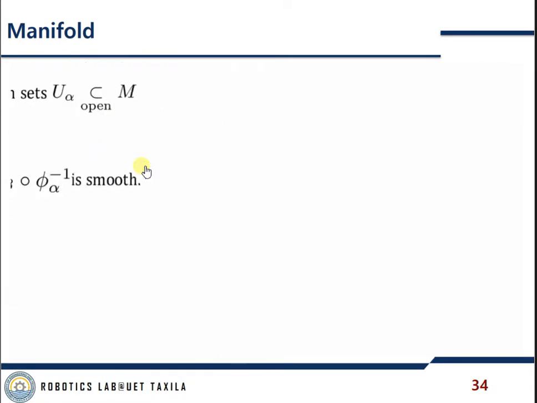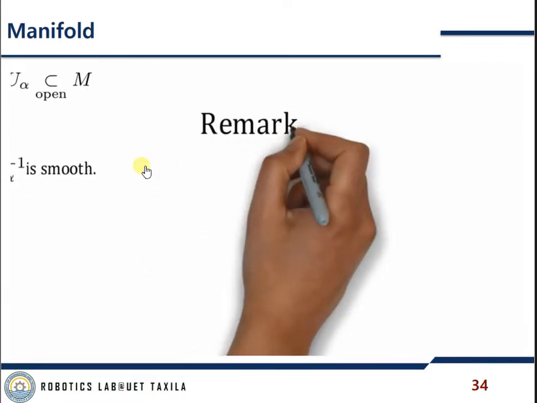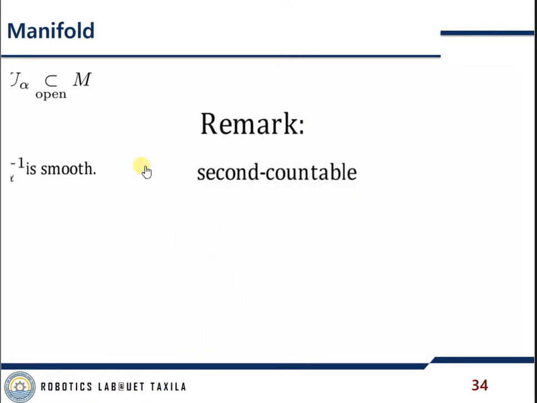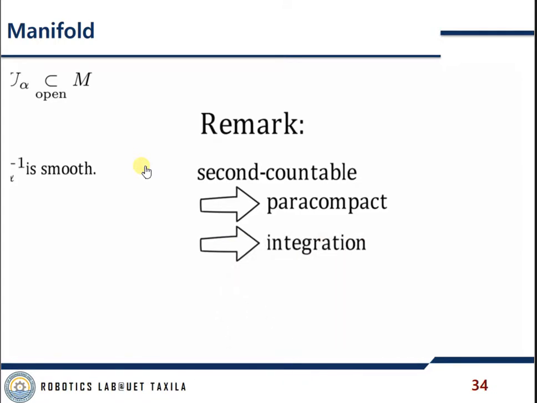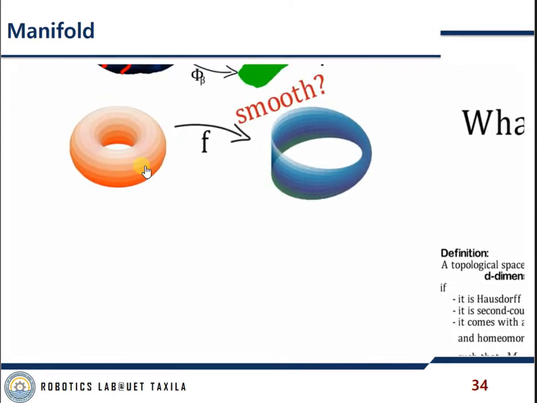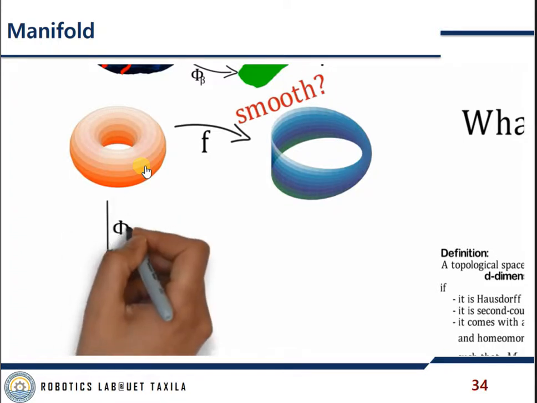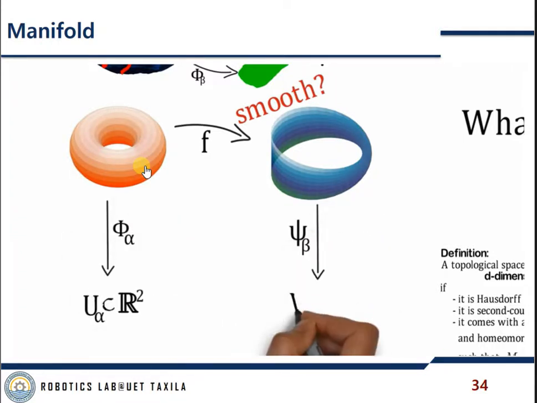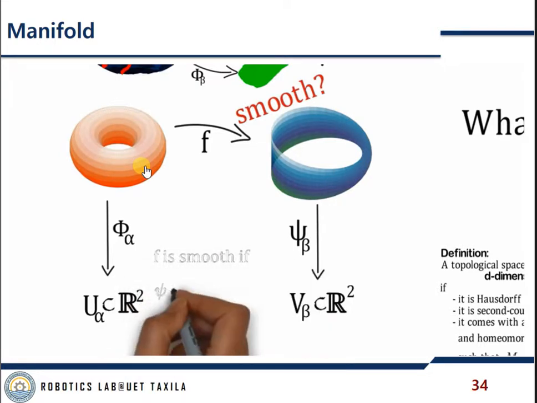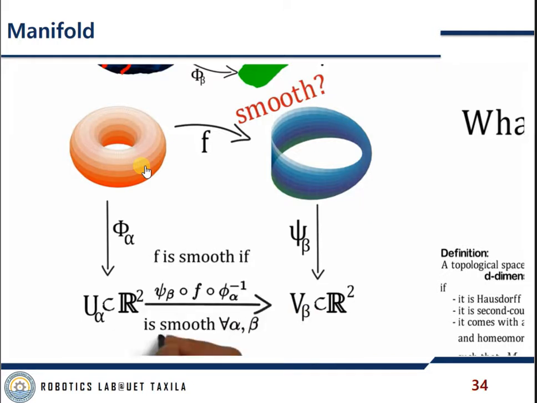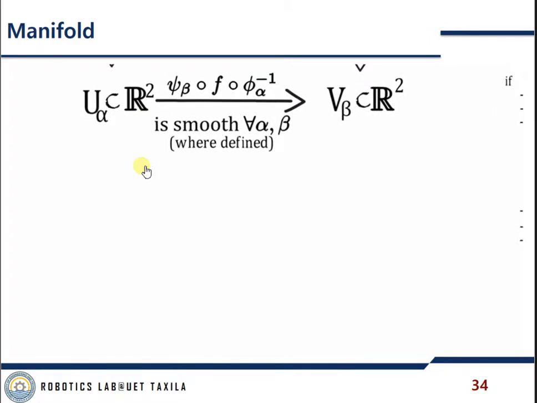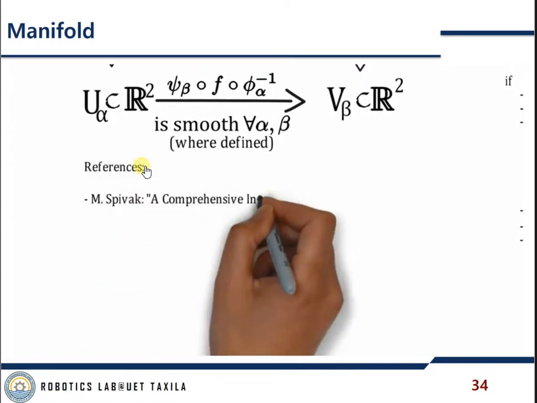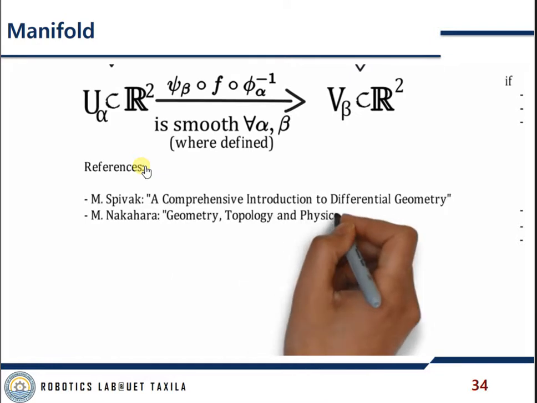You might have noticed that we required our space to be second countable. This makes every connected component of our space in a certain sense compact and ensures that integration will be well defined. So what about our map F between these two-dimensional manifolds? We want it to be smooth, no matter which kind of local coordinates we choose. So we say it is smooth if psi beta after F after phi alpha inverse is smooth for all alpha and beta. If you'd like to dig a little bit deeper into this topic, take a look at the books by Spivak, Nakahara, or any other differential geometry or topology book.